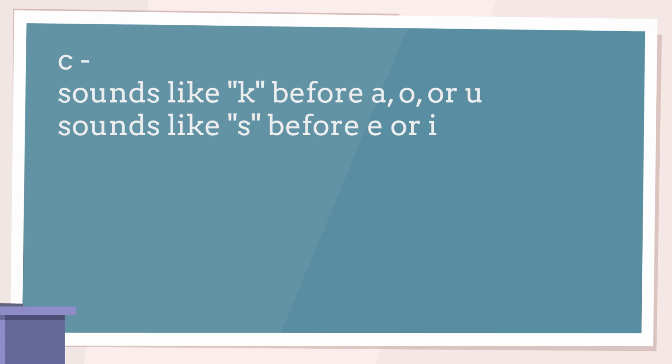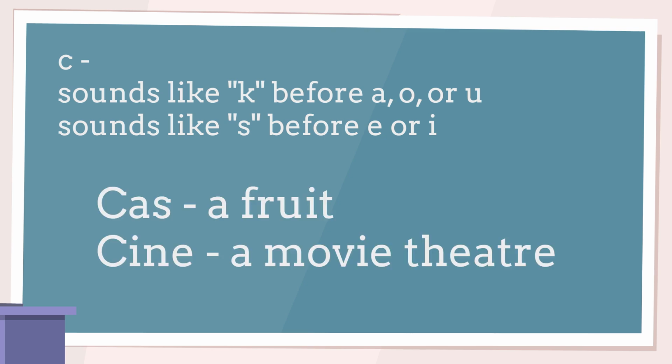Here are the only letters that are pronounced differently based on the vowel that comes after it. The letter C sounds like K before A, O, or U. Like S before E or I. Casa. Cine.